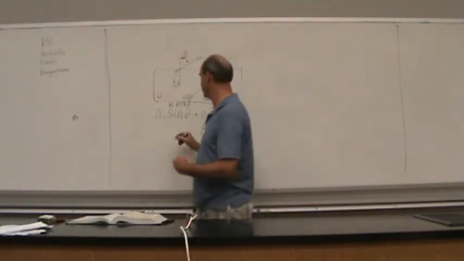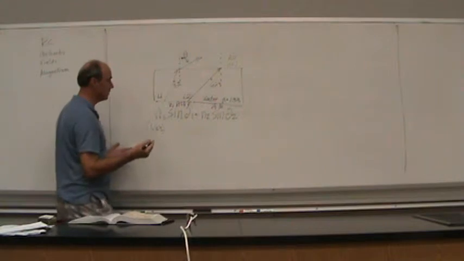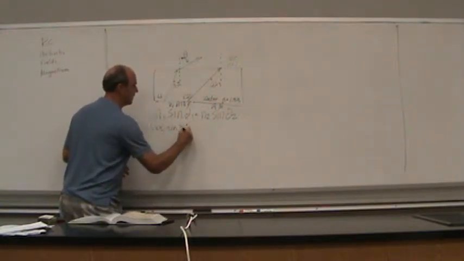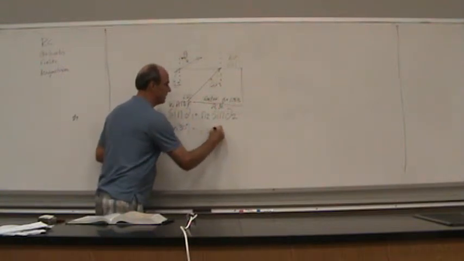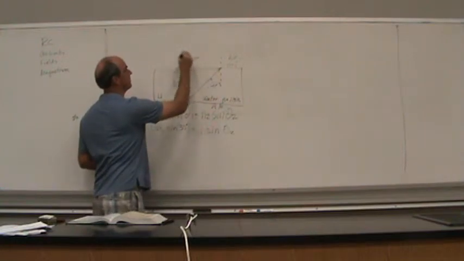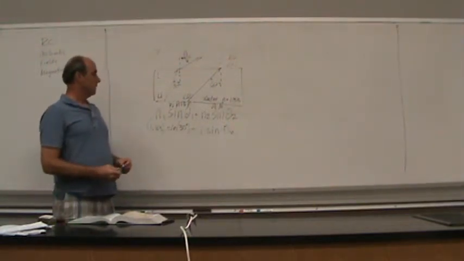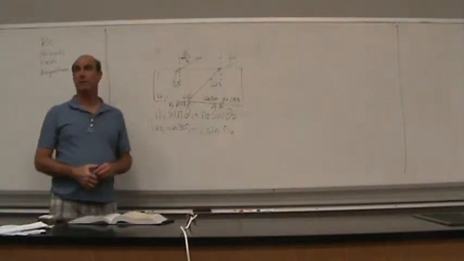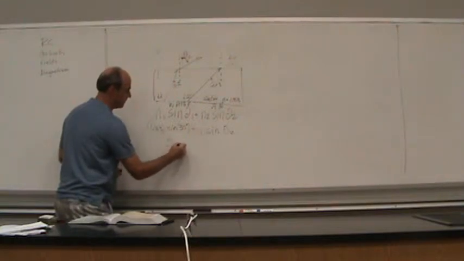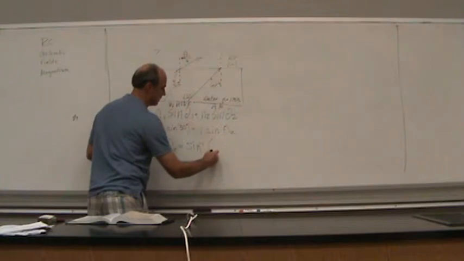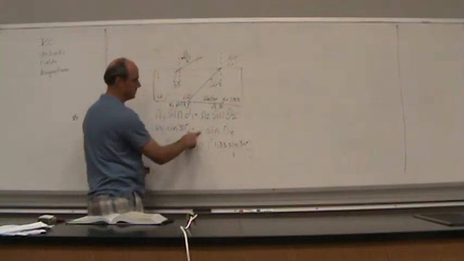So, what's the n of water? 1.33. That has no dimensions. It's a ratio of velocity, so it has no units. What's n2? Well, n2 is the air, so that's 1 times the sine of theta 2. So we're going to label as 2. That make sense? So what do we get here? Well, I need to calculate that and take the inverse sine of it. So theta 2 equals that divided by 1, okay?